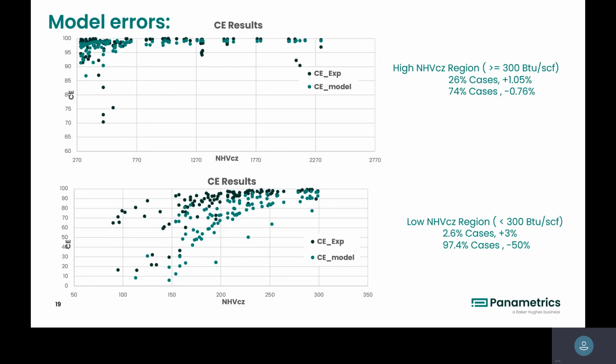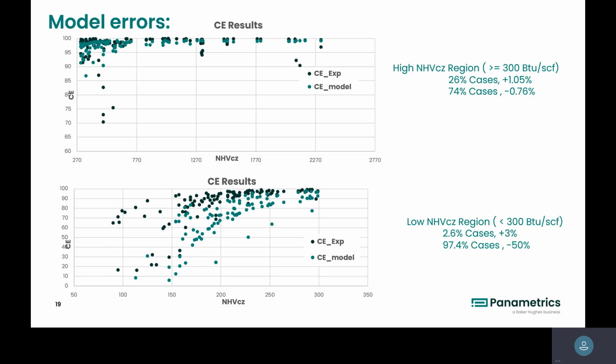We basically split out all the test data into sections. One is the high heating value region, where the heating value in the combustion zone is greater than 300. The error, of course, is much tighter, on average about 1.something% compared to test data. In the low heating value region, it's much larger for a couple of reasons.